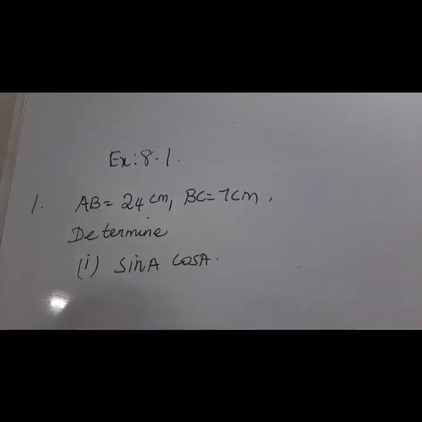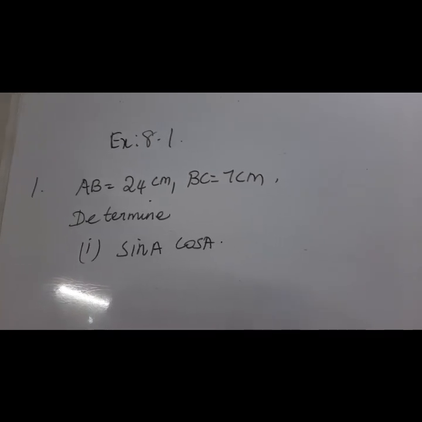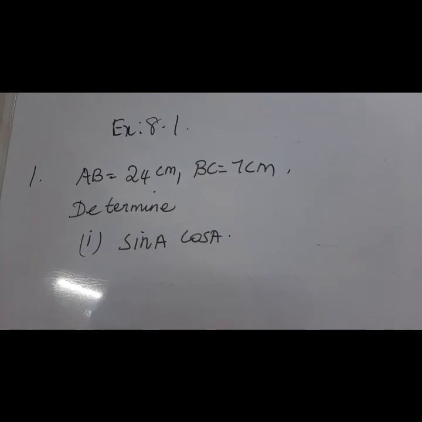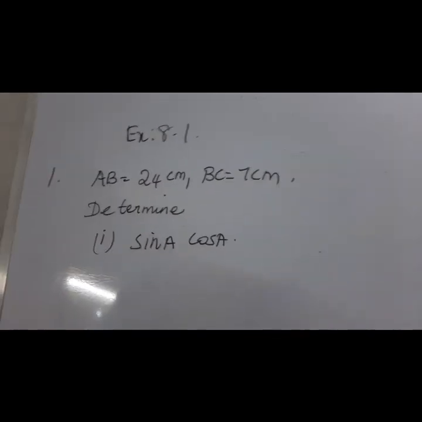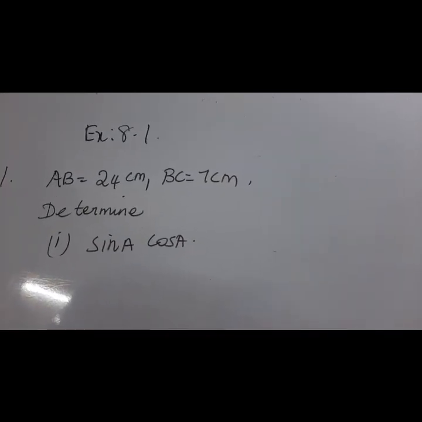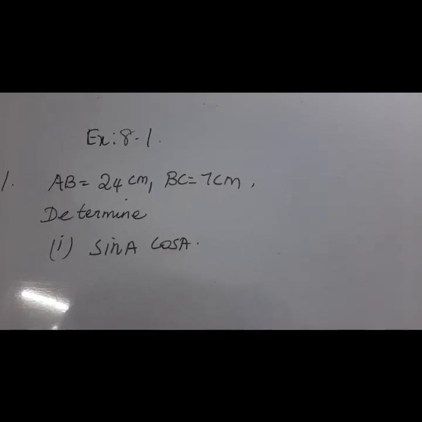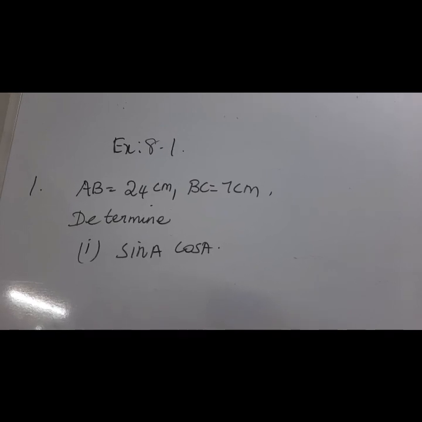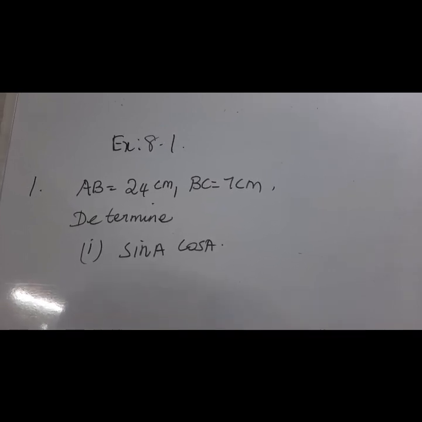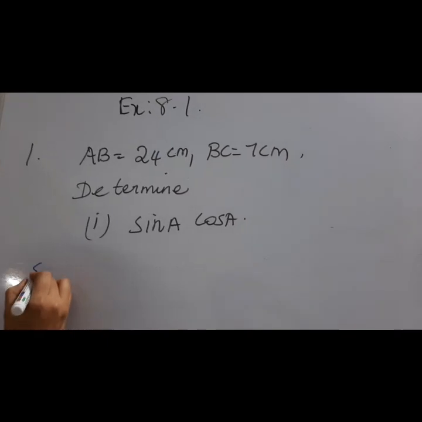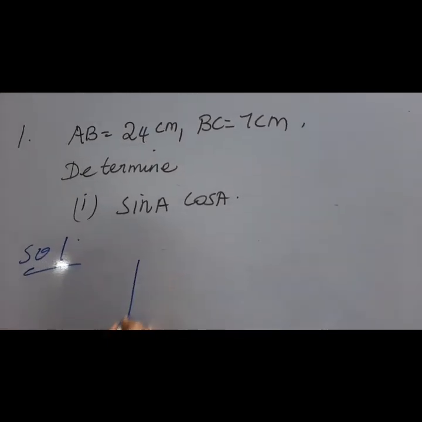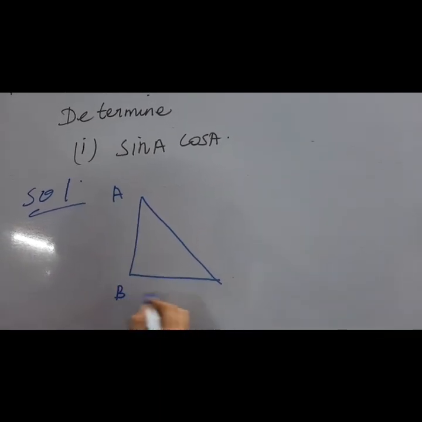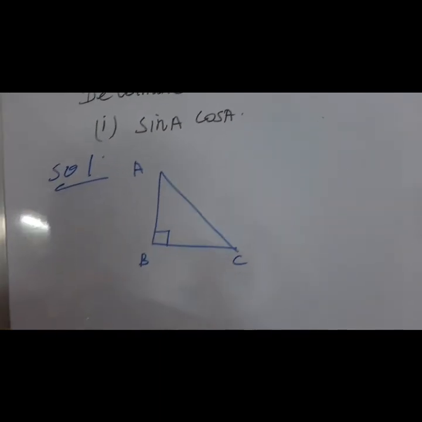Let's start with exercise 8.1. It is given that the measure of the side AB is 24 cm, BC is 7 cm, and they asked us to find out sine A and cos A. Here it is mentioned that there is a right angled triangle ABC, right angled at B.